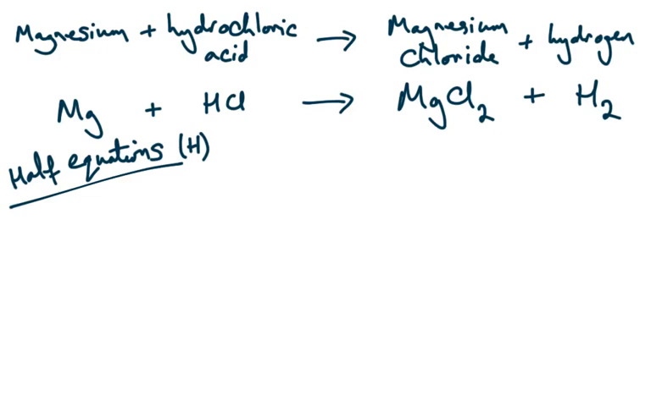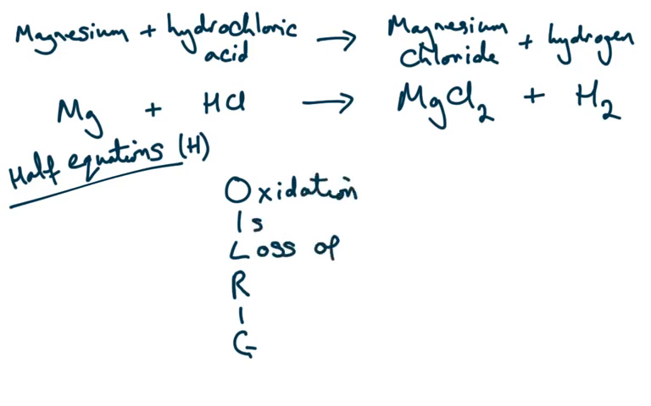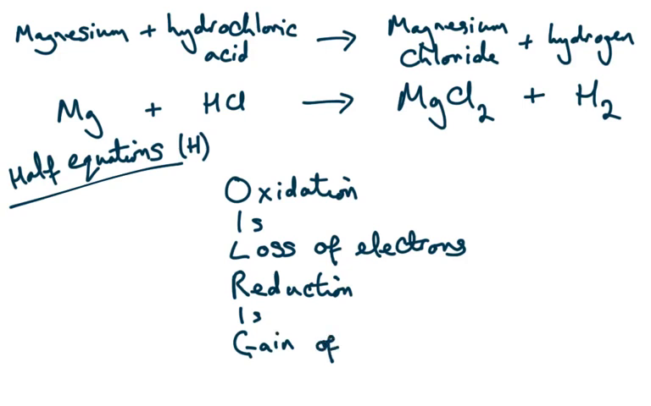Just a reminder of OIL RIG. Oxidation is loss of electrons, and reduction is gain of electrons. If we can remember our OIL RIG, then that will help us a little bit when we're identifying which species is oxidized and which is reduced.